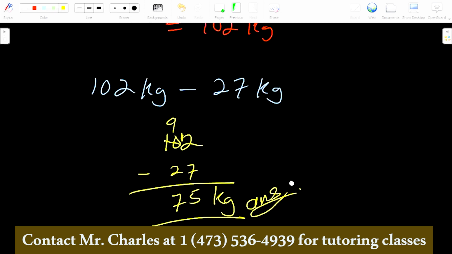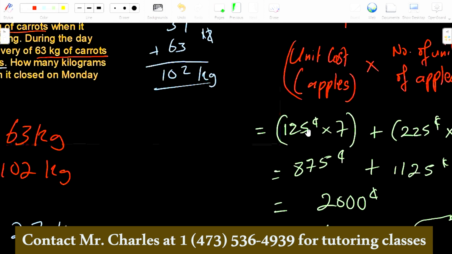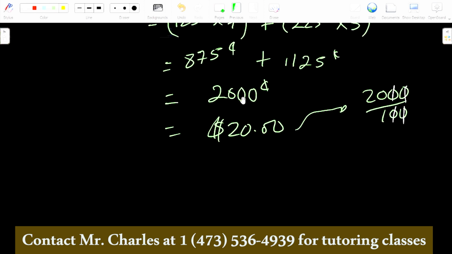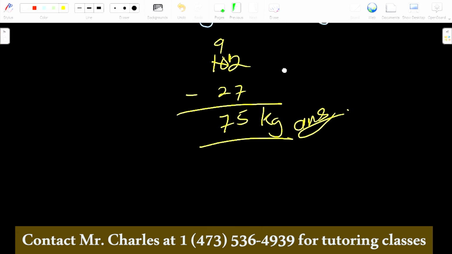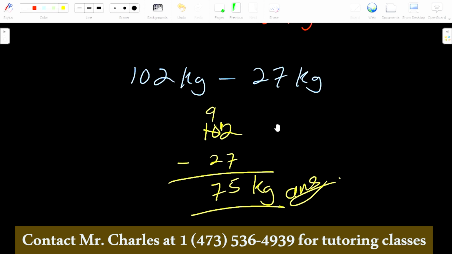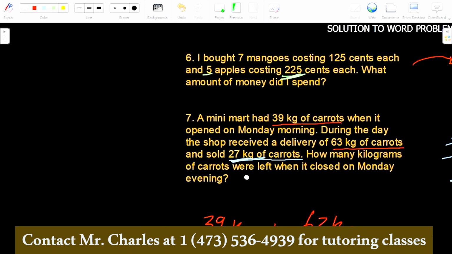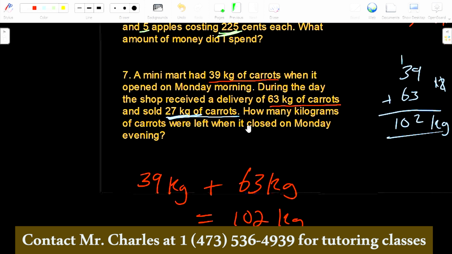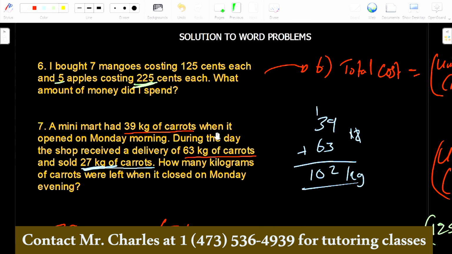So the answer for number 6 was $20, or you could say 2,000 cents, and the answer for number 7 is 75 kilograms, which is the amount of carrots that were left when the mini-mart closed on Monday evening. These were the last 2 questions.